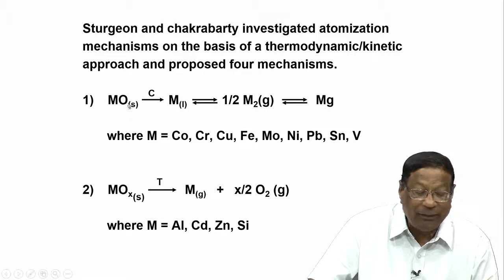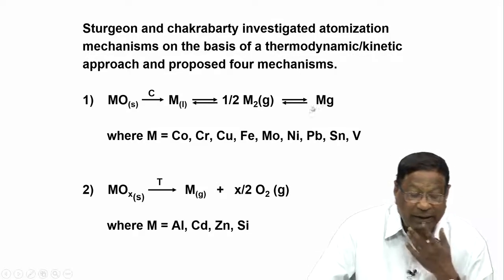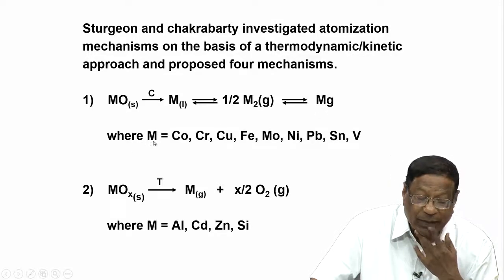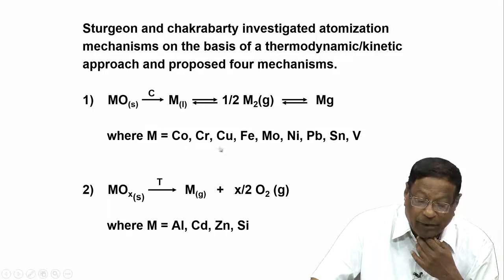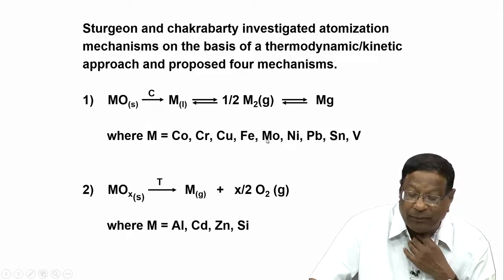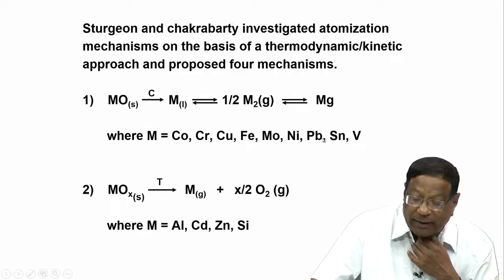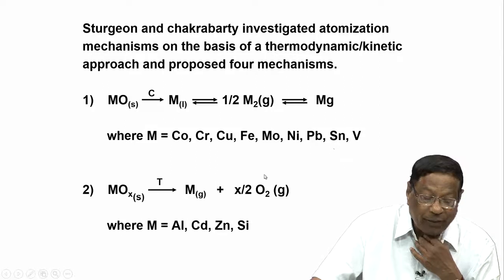What are the mechanisms? I have a metal oxide in the solid form and that reacts with the carbon to give metal, and then the metal is converted into gaseous form, okay, and then it is metal in the gaseous form. So, M can be cobalt, chromium, copper, iron, molybdenum, nickel, lead, tin and vanadium. Okay.